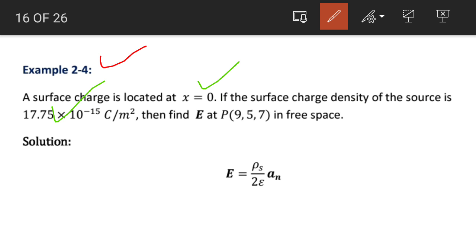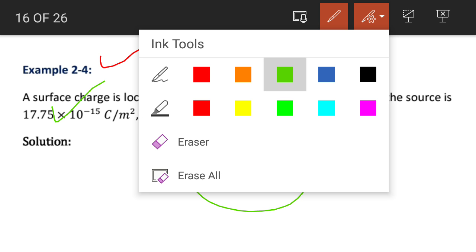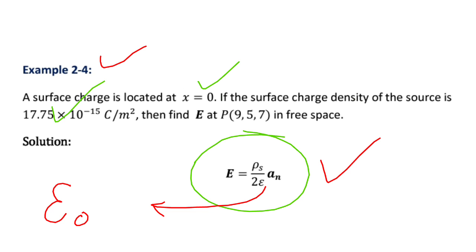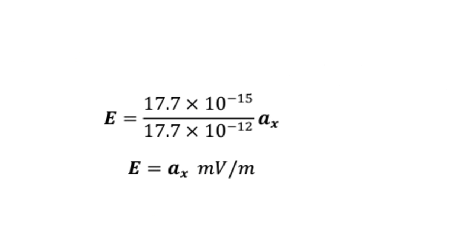Okay, so we know that the electric field intensity at the point under observation due to an infinite sheet of charge is given by rho s divided by 2 epsilon into an, and we shall assume that this sheet of charge is located in free space. So if it is located in free space, then we shall consider epsilon naught. So let us put the values in this particular equation. Definitely an will be equal to ax.